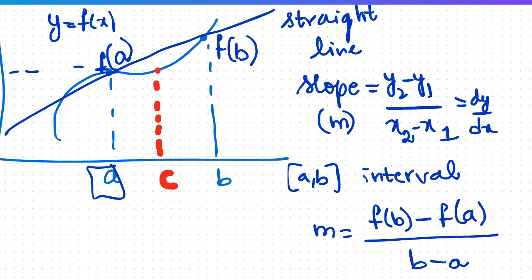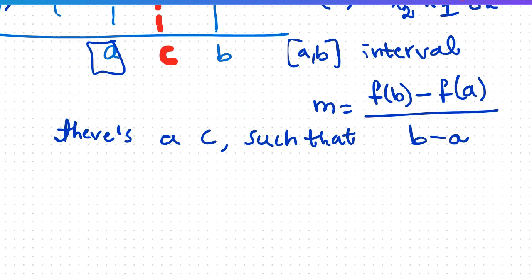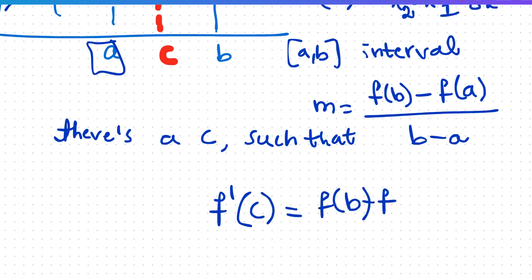The concept says that if there is a number in between a and b, there lies a number c such that its slope f dash of c, function is f of x, f dash of c is equal to, like this.